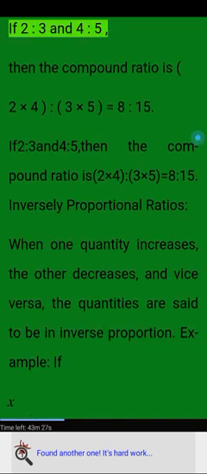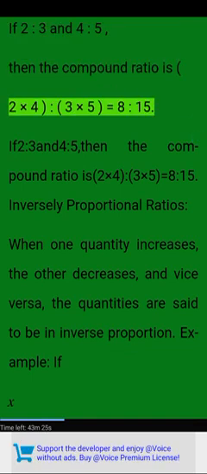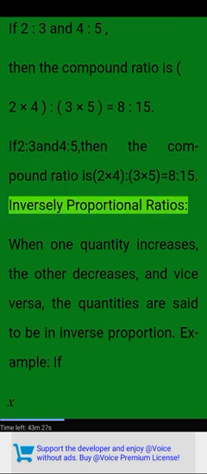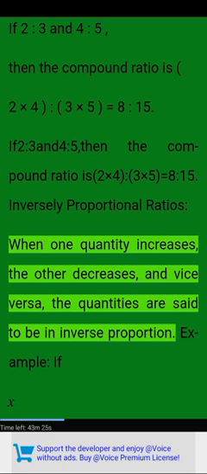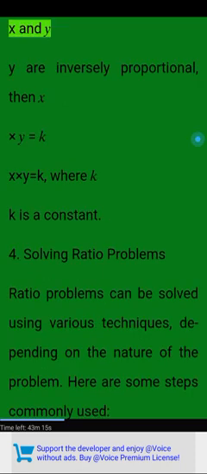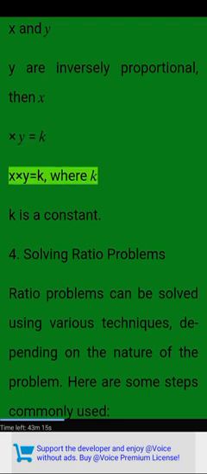Example. If 2:3 and 4:5, then the compound ratio is 2 times 4 : 3 times 5 = 8:15. Inversely proportional ratios. When one quantity increases, the other decreases, and vice versa, the quantities are said to be in inverse proportion. Example, if x and y are inversely proportional, then x times y equals k, where k is a constant.